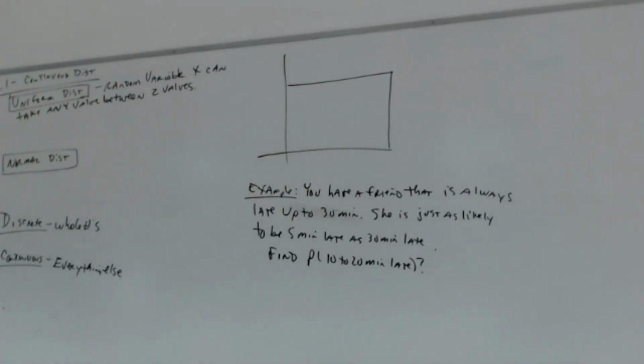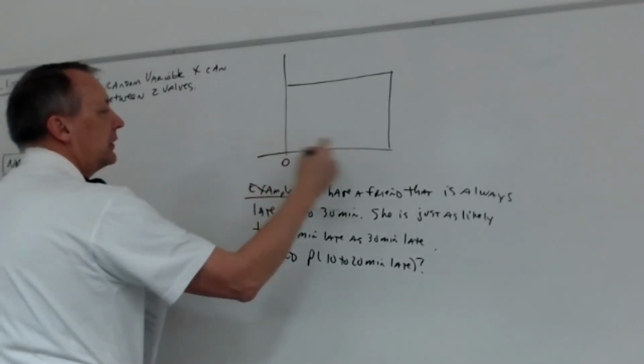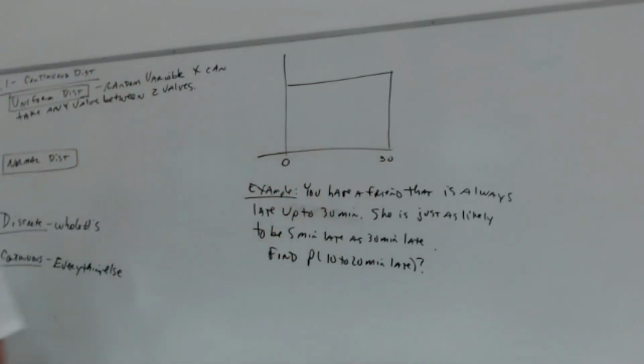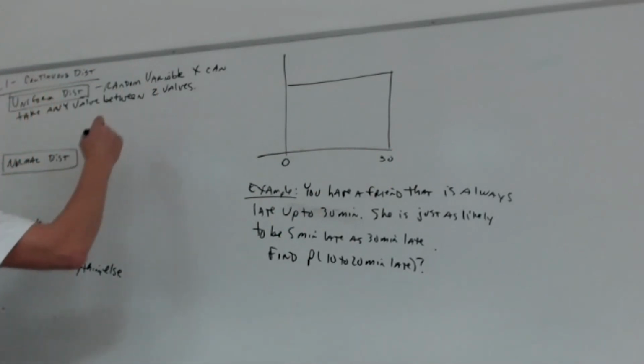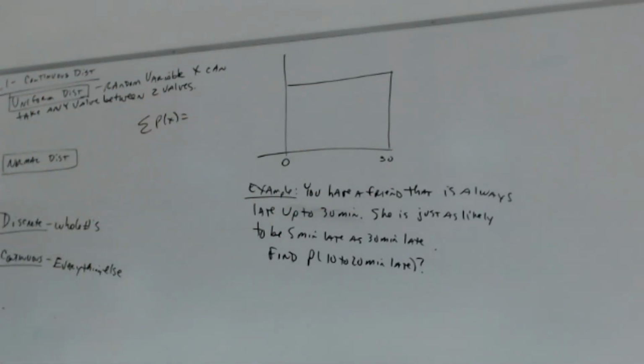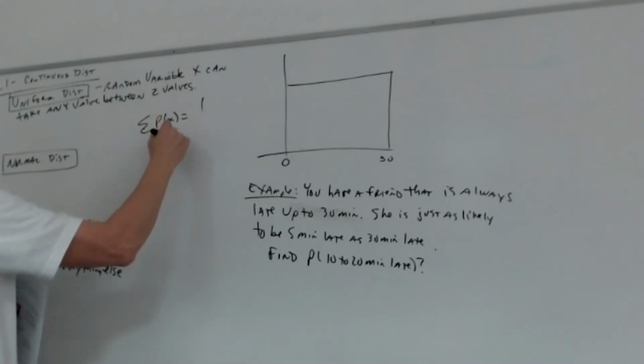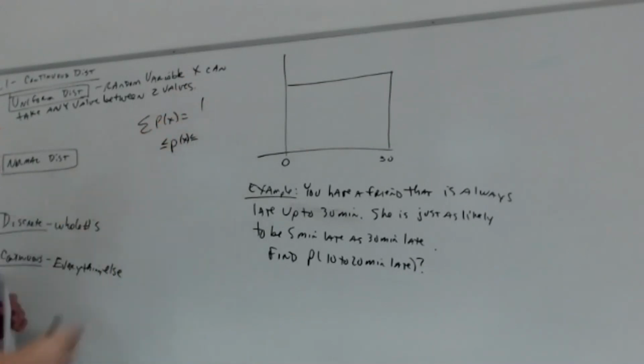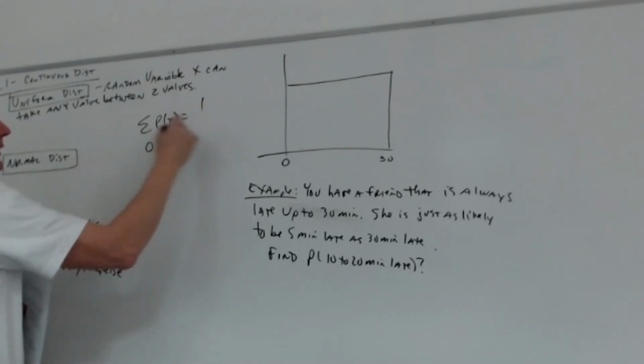All right, so if this is a uniform distribution, she could be just randomly late any numbers, so she's going to be between 0 and 30 minutes late, right? Okay, so I'm going to draw my graph like that. Now, we know that this is a rectangle, right? And we also know if it's a probability distribution function, what should the sum of the probabilities equal? It should equal 1, right? And all of your probabilities should be between what two values? 0 and 1. Okay.